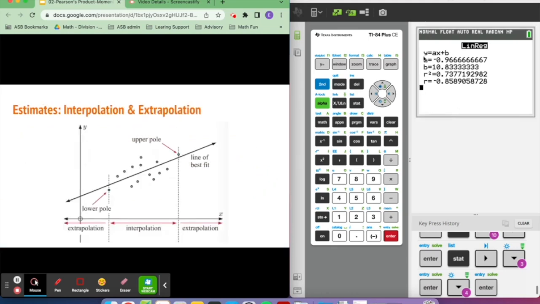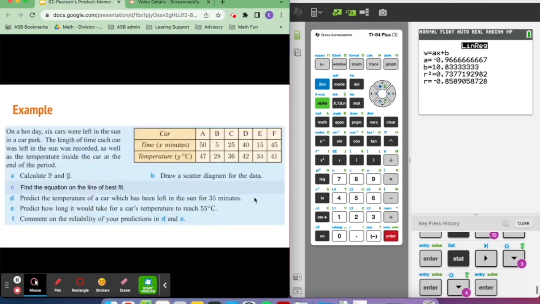Now, this is how you get the line of best fit with your calculator, right? By running the full linear regression, it's going to give you the equation of a line. And then with this line, we are going to be making estimations. The two types of estimations we can be making are interpolation and extrapolation. When we're doing interpolation, that means that we're guessing some values that are within the data range that we have. If we're doing an extrapolation, then we're guessing values that are outside of the data range that we have. And we're going to do an example to make sure we understand the difference between these two.